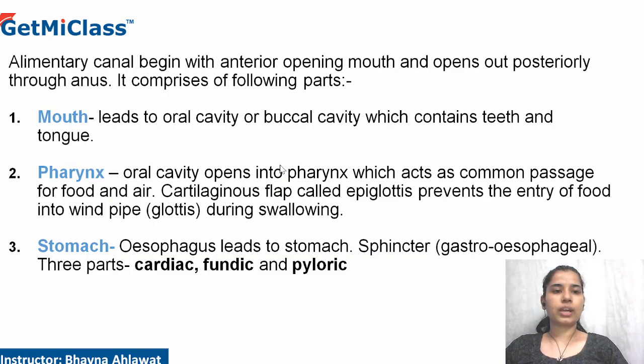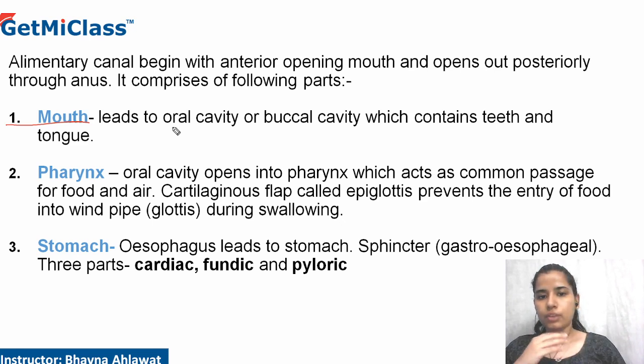Now, the whole alimentary canal is made up of different parts. We have to discuss the significance of these parts. So, the first one is the mouth. The mouth is the buccal cavity, also referred to as the oral cavity. In the mouth, there is production of saliva going on.